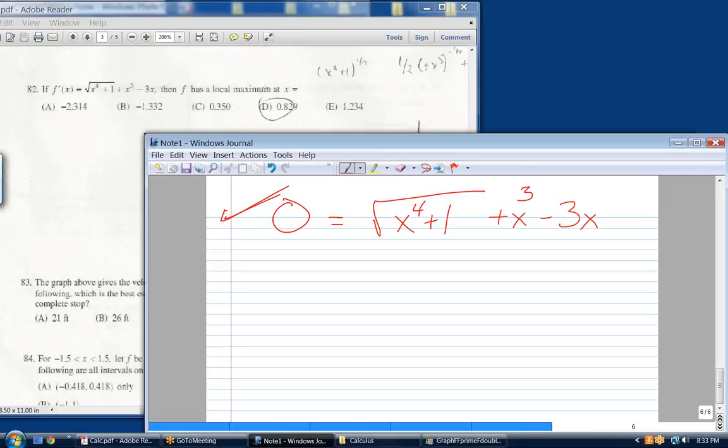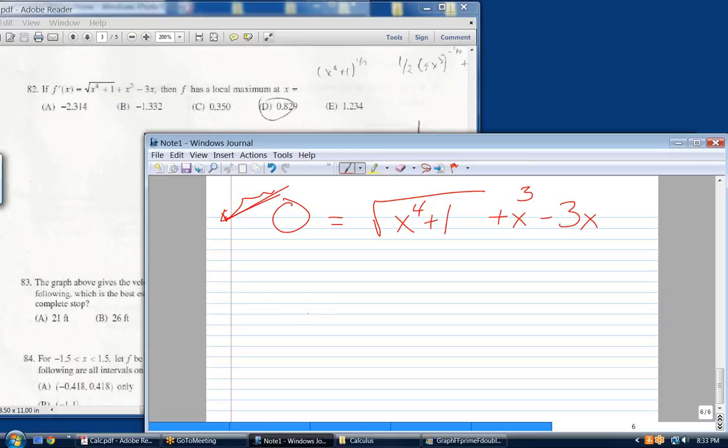Local maximums occur when the derivative is equal to 0. So it's all about solving this. Now, you will find multiple solutions because this is, after all, at least a cubic. So you're liable to find 3 solutions where it's equal to 0. And then you can either apply the second derivative test or the first derivative test as to whether it's a maximum or a minimum.